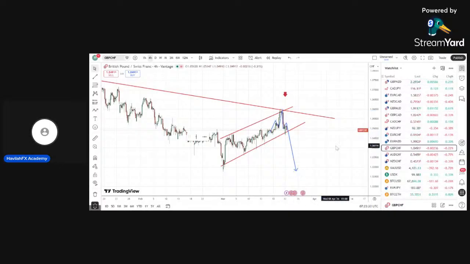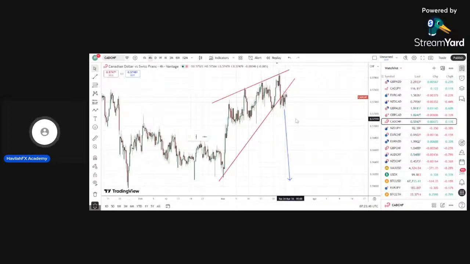So I'm also very bearish on the GBP CHF this week. Watch out for a breakout on the CHF pairs. There's a lot of strength on the CHF, so these other pairs are really looking very bearish. Likewise, CAD CHF is another pair you need to look at this week. CAD CHF is also bearish.